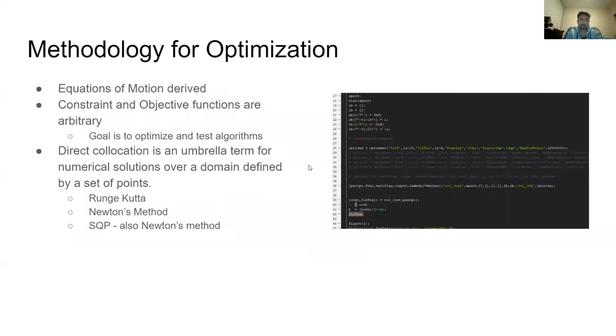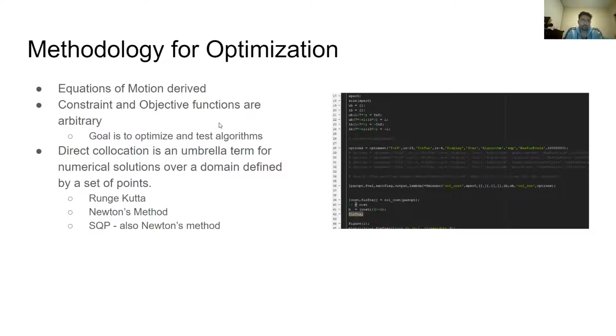Next slide. For our methodology of optimizing the motion of the robotic arm, we had the equations of motion pre-derived, as well as the constraint and objective functions, which were all arbitrary because the goal of our project is not to derive these equations and functions. The goal is to test algorithms that can help us find optimal solutions to these functions and equations. What turned out to be the best method for our project was the direct collocation method.